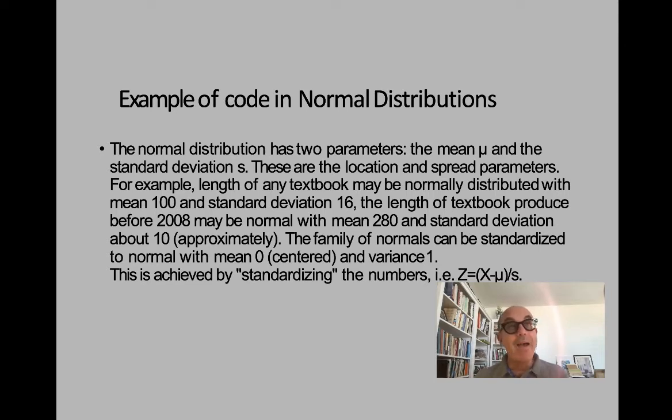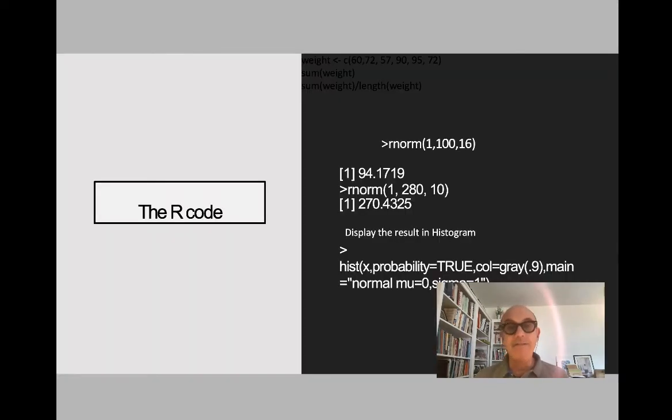The family of normal distributions can be standardized to a normal with a mean of 0 and a variance equal to 1. To achieve standardization, we are going to use the following formula: Z equals capital X minus the mean, divided by the standard deviation.